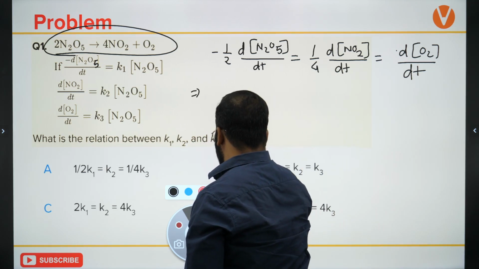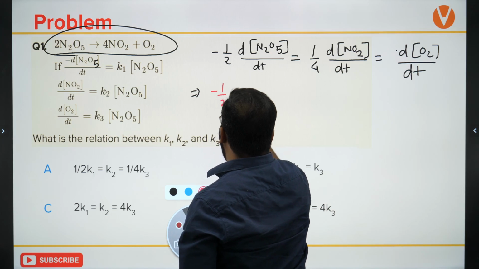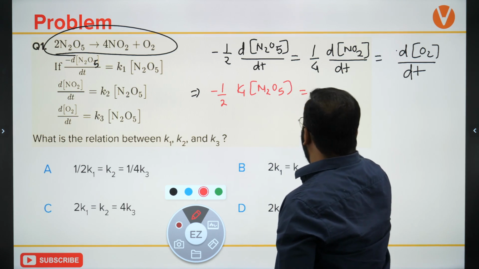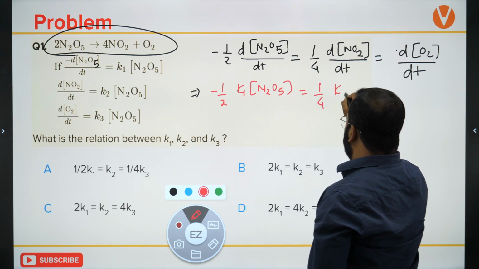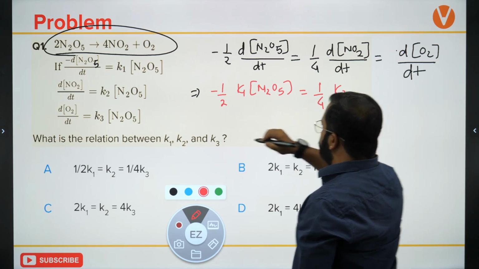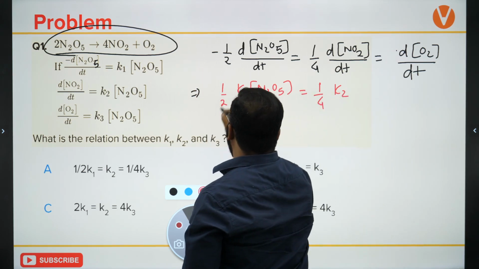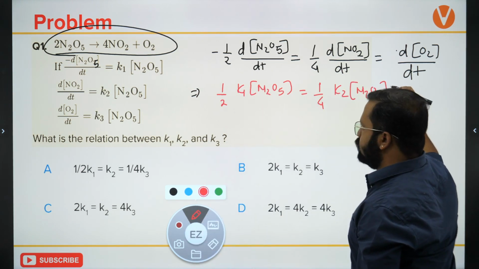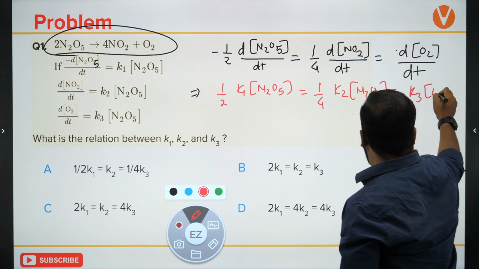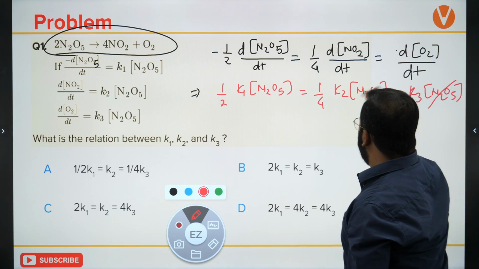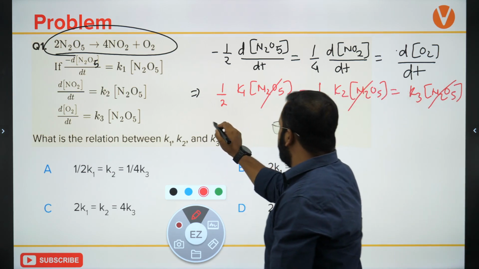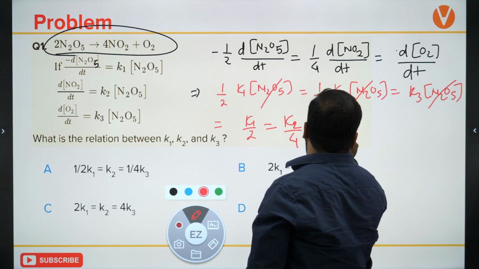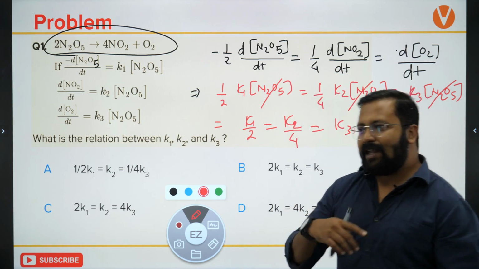So, I can write minus half K1 N2O5, which is equal to 1 upon 4 K2, sorry, this minus won't be here, K2 N2O5, which is equal to K3 N2O5. N2O5 gets cancelled. I would be having K1 by 2, which is equal to K2 by 4, which is equal to K3. Okay, now I multiply everything.